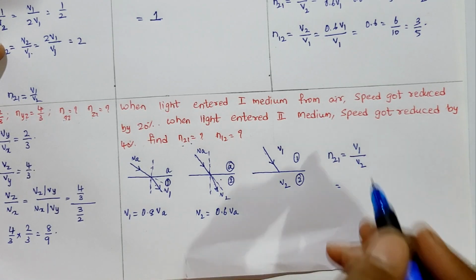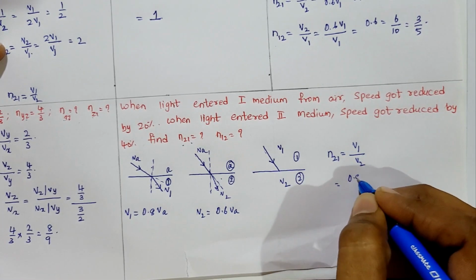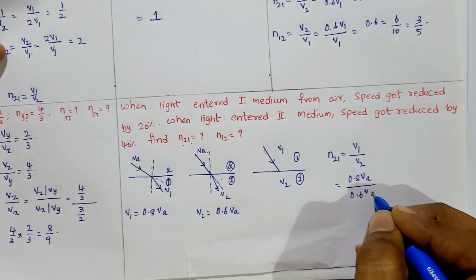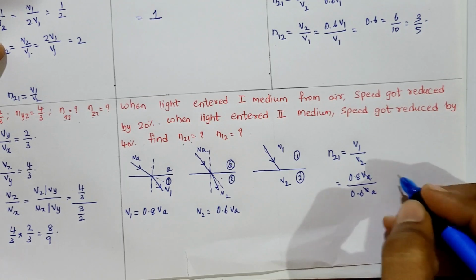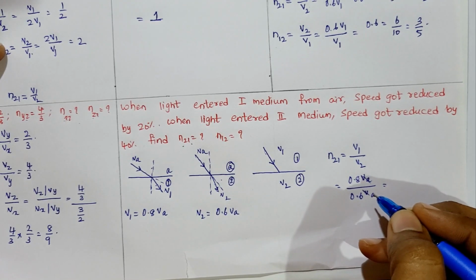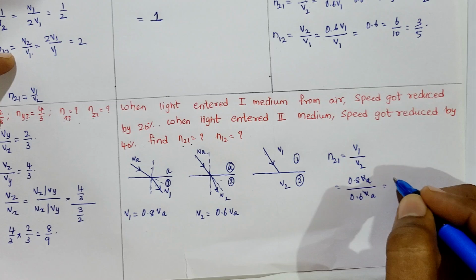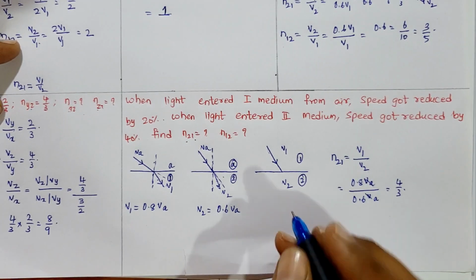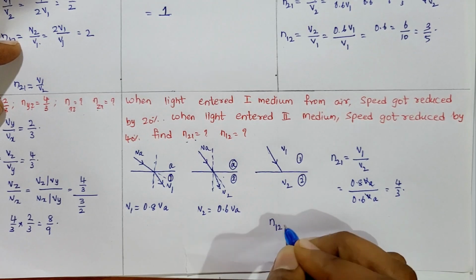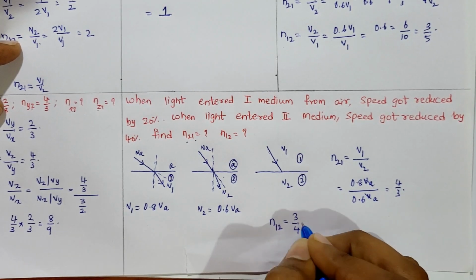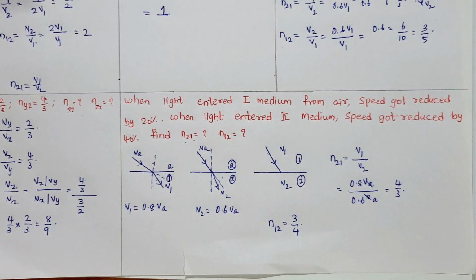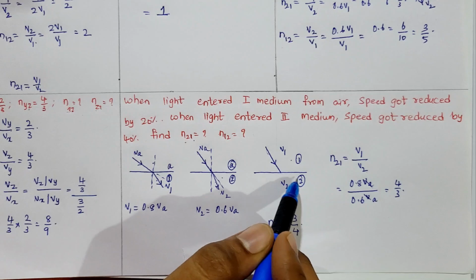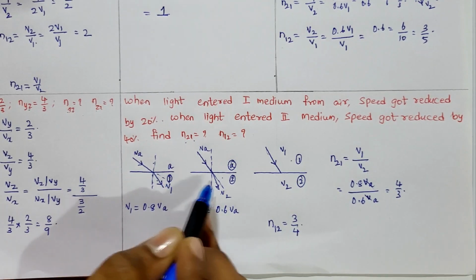How do we know V1 now? V1 is 0.8 times VA. V2 is 0.6 times VA. So VA gets cancelled. It is going to be 0.8 by 0.6, 8 by 6. It is going to be 4 by 3. So in the same way, if you want to find refractive index of first medium with respect to second medium, it is going to be 3 divided by 4. Okay. So why did I take first and second? Did you understand now? Because here it is first medium, it is second medium. That's why I have taken here as first medium and second medium.